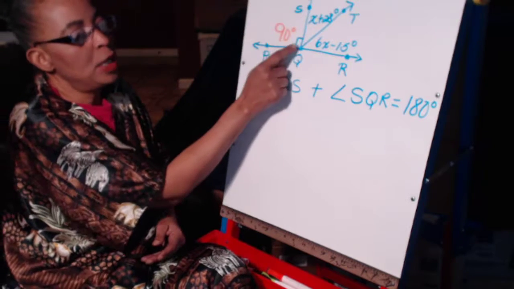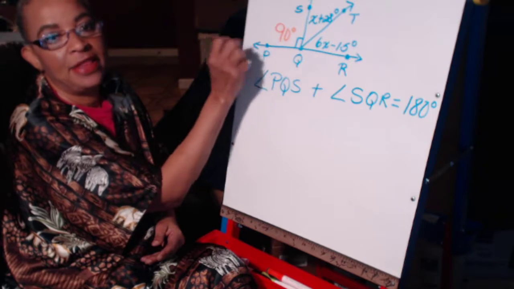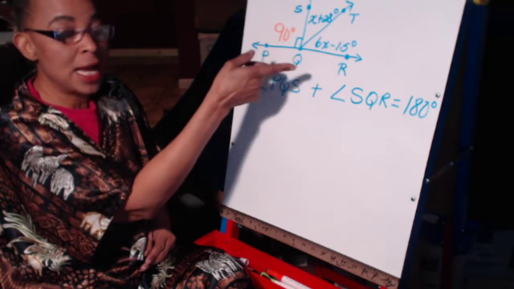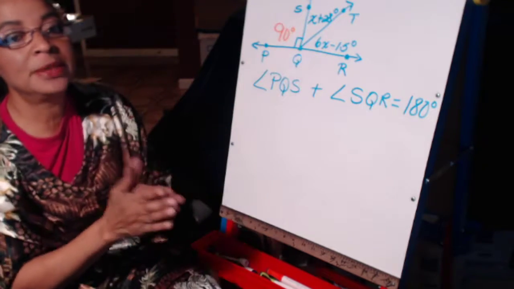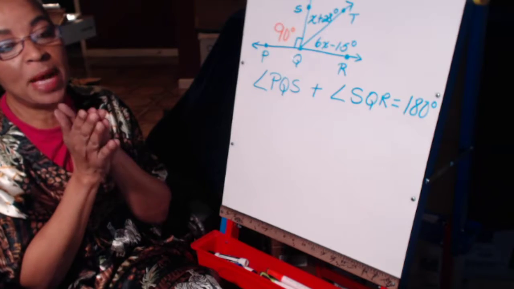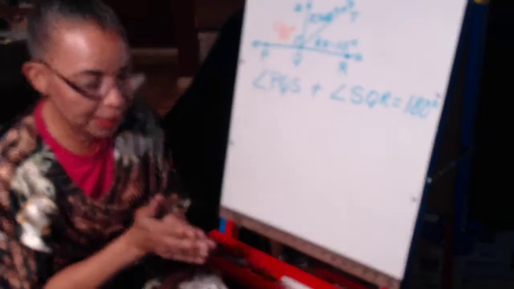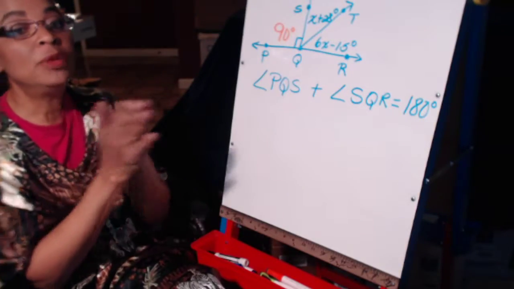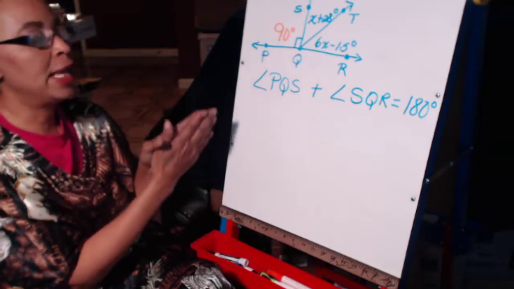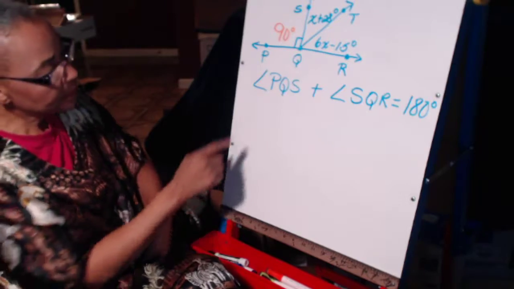So here, because of that little box there, I automatically said that side has to be 90 degrees, which means the other side is also 90 degrees. And when we combine two angles together and they combine to equal 90 degrees, those are called complementary. But we are dealing with 180 degrees, a supplementary or straight angle. So we're combining all three of those angles.